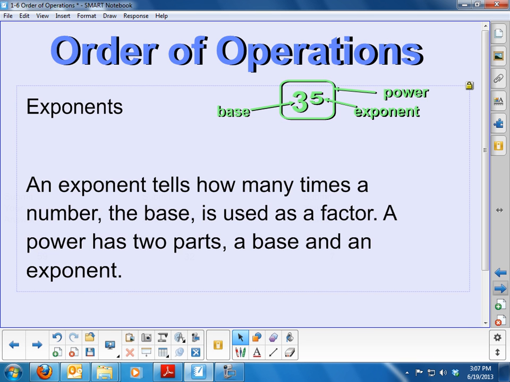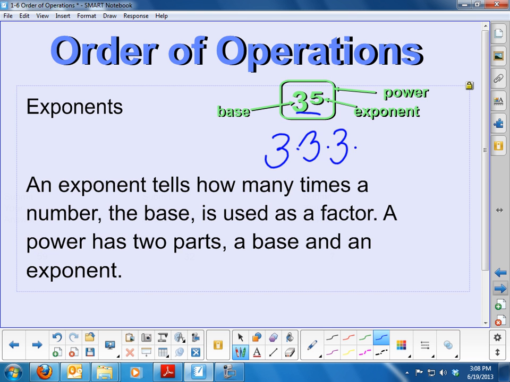3 to the 5th power means take your base, 3, and you're going to multiply it by itself however many times the exponent tells you to. So 5 times, I'm going to write this 3. That's what it means. Keep in mind, it does not mean 3 times 5. That is absolutely not what it is. It's 3 times 3. Take that answer times 3, that answer times 3, that answer times 3.